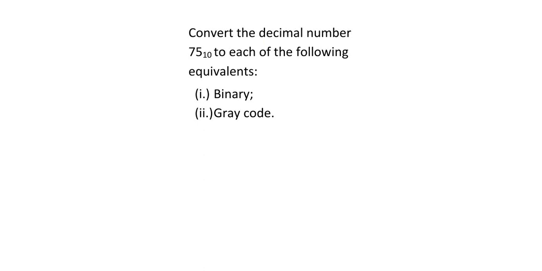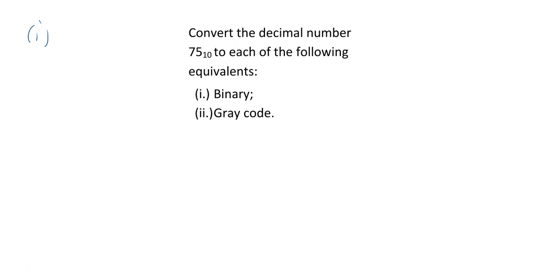Convert the decimal number 75 base 10 to each of the following equivalents. We have to change it to binary, and we also have to change it to gray code. So we start with Roman 1. We change it to binary.